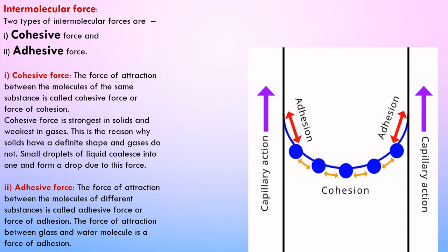Now here it is represented in the diagram with the blue dots you can see, and the force of attraction which is represented by these yellow arrows, these are the forces of attraction between the molecules of the liquid or molecules of the same substance. So it is known as cohesion or cohesive forces. Now these forces are strongest in case of solids. This is the reason why solids have definite shape.